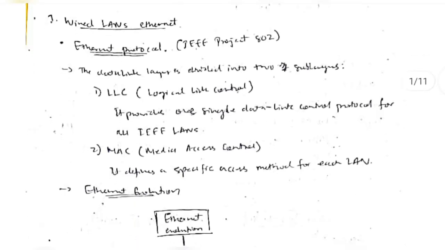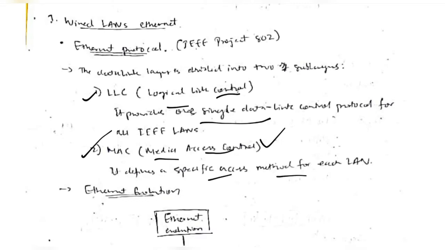The first topic is wired lines, Ethernet. Ethernet is nothing but just a cable. In this there are some protocols and rules to be followed. First you have to select which type of protocol you want. LLC is the logical link control, which will have a single link, and MAC is the media access control. It will have a specific link for each device.